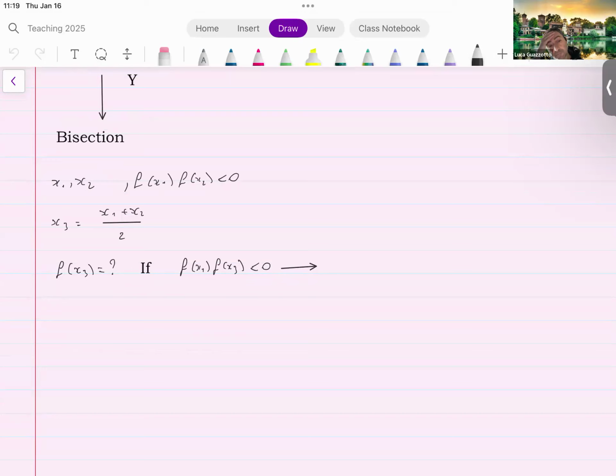So then I'm going to change the name to x3 and call it either x1 or x2, and I'm just going to repeat this step as many times as I need to find a good enough approximation of the zero.